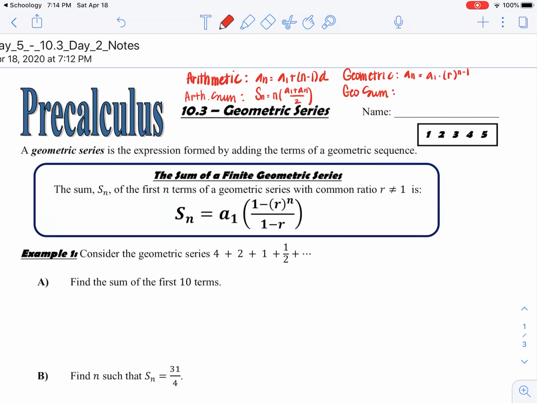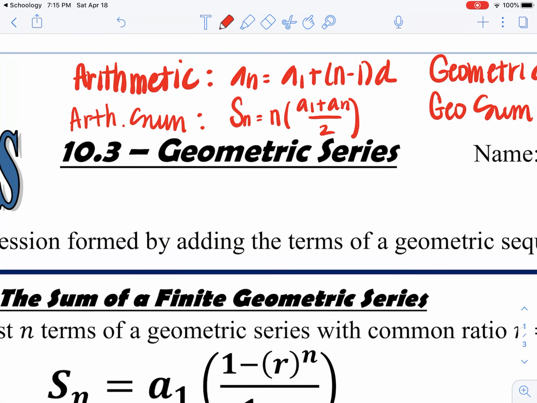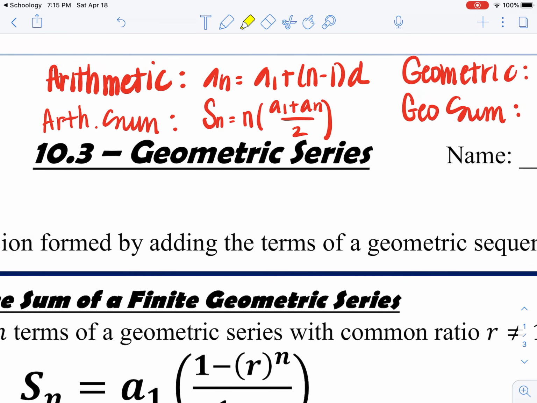Hey everybody, so just to quickly summarize before we get started on today's notes, which is 10.3 day 2 notes, which is geometric series, the only thing we haven't gotten to. Really quickly, just to summarize what we know so far. Okay, so we have a few formulas here. We have writing a rule for an arithmetic sequence, a sub n equals a sub 1 plus n minus 1 times d, where a sub 1 is the first term and d is the difference.